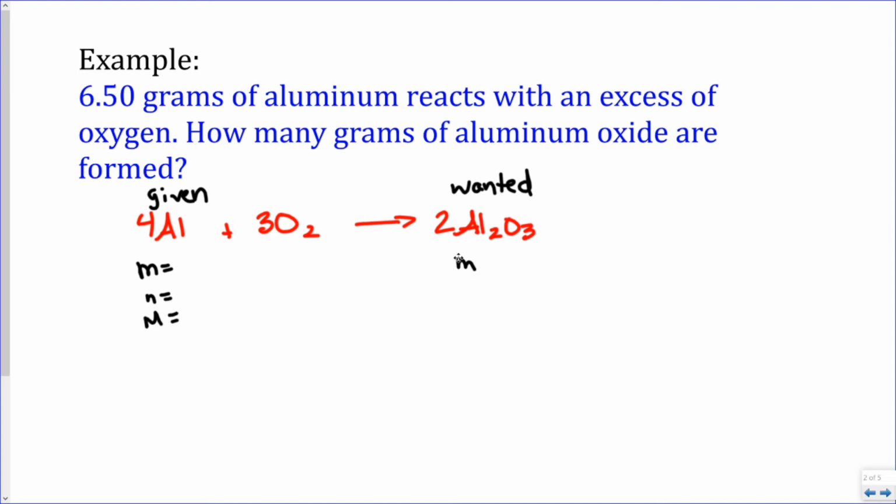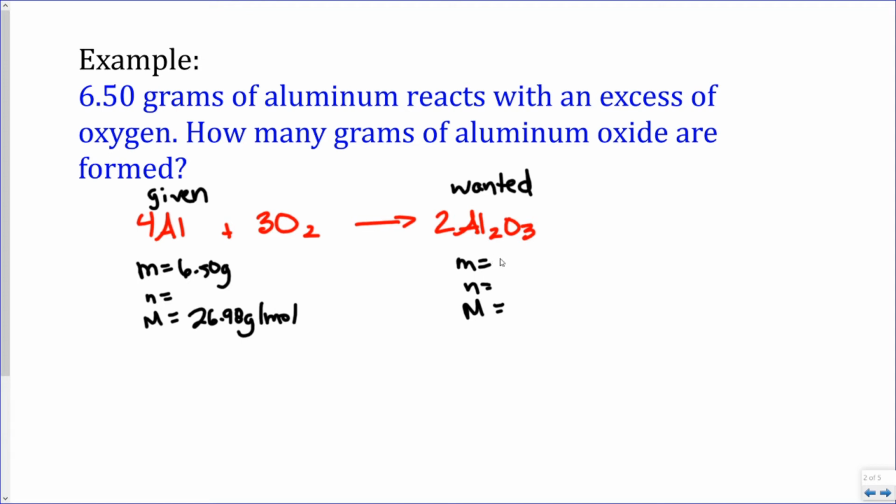Do I know M? Do I know little n? Do I know big M? So mass of aluminum. Yes, we're given that, 6.50 grams. Do I know the number of moles? Not yet. Do I know big M, molar mass? Well, I can look it up. So aluminum, when I look it up, is 26.98 grams per mole.